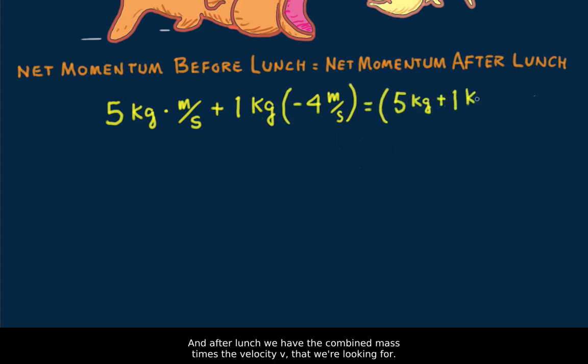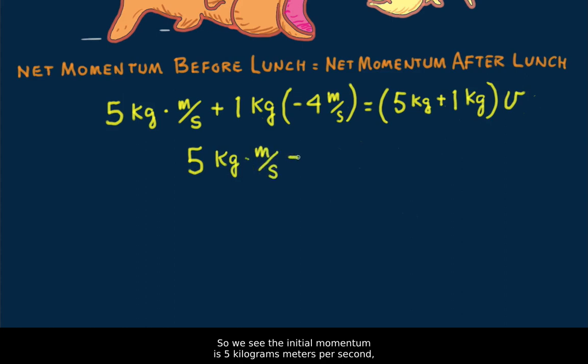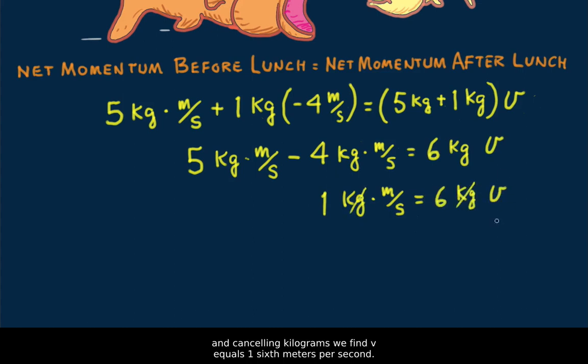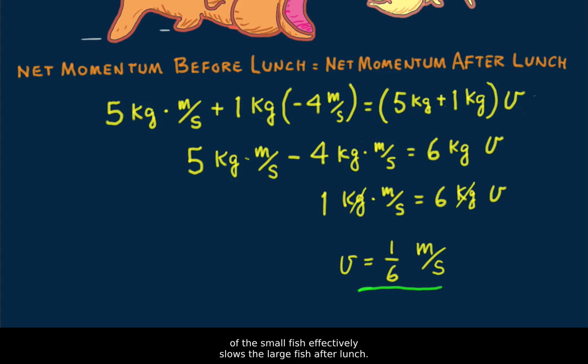And after lunch, we have the combined mass times the velocity v that we're looking for. So we see the initial momentum is 5 kilograms meters per second minus 4 kilograms meters per second in negative direction relative to the large fish, which equals 6 kilograms times v. Combining terms and canceling kilograms, we find v equals 1/6 meters per second. What happens here is the negative momentum of the small fish effectively slows the large fish after lunch.